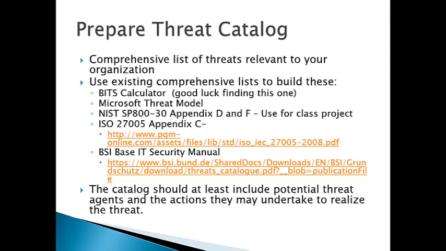The threat catalog should include at least the potential threat agents and the actions they may undertake to realize a threat. How do these threat agents typically behave? Or if the threat is not intentional, if it's errors and omissions, or a natural disaster or an infrastructure failure, what are the potential failure mechanisms, or what are the potential events that define the realization of this threat?